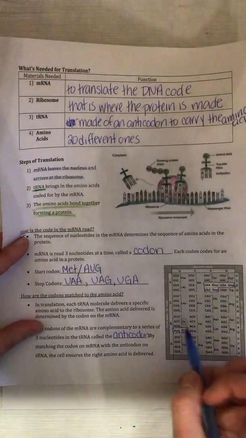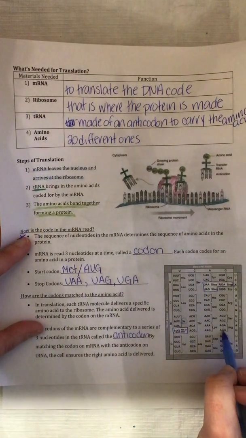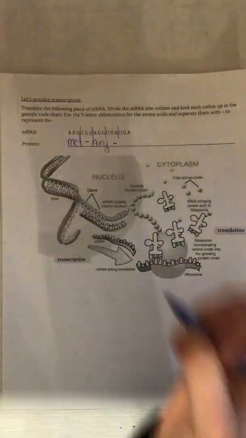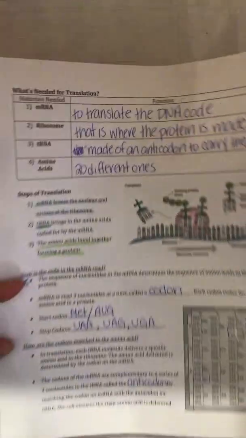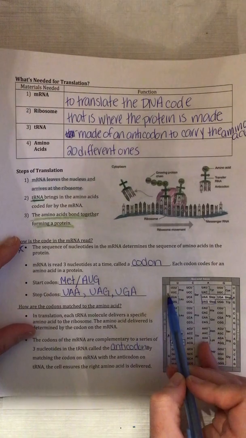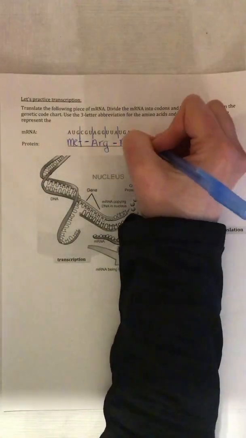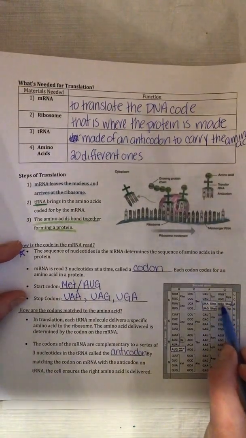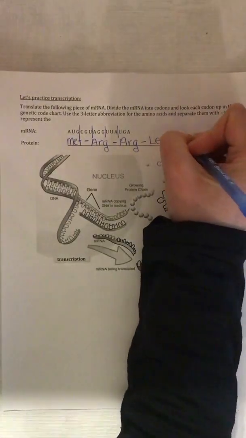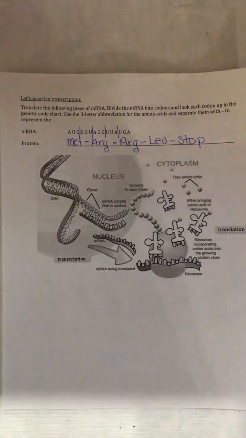AGG. My first letter is A. My second letter is G. My third letter is G. I have another arginine. UUA. My first letter is U. My second letter is U. My third letter is A. Leucine. And then UGA, that must be one of my stop codons. UGA, here it is, stop. And you've just gone ahead and you've made a protein.